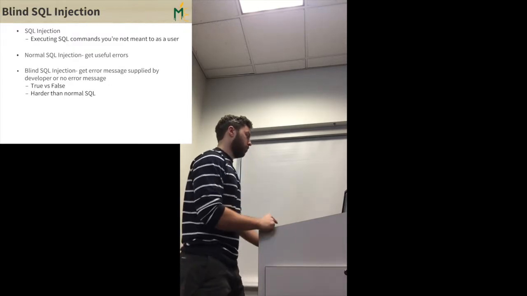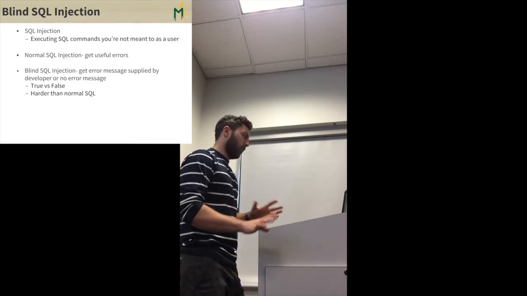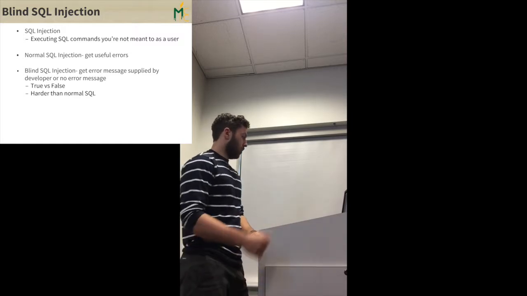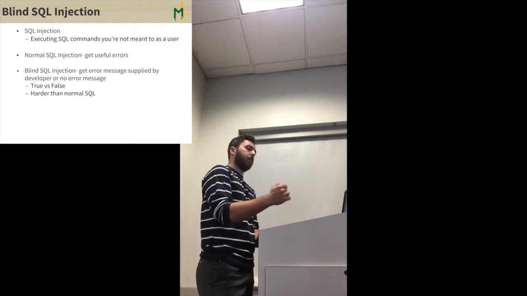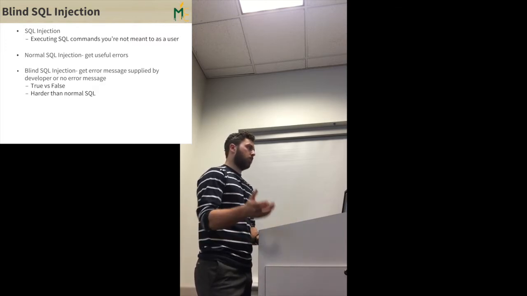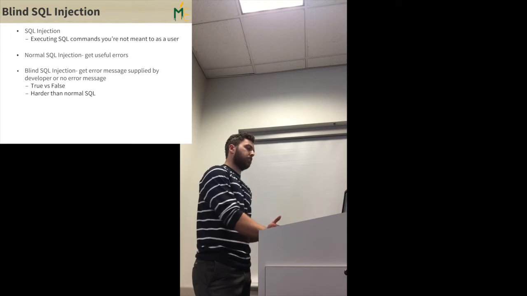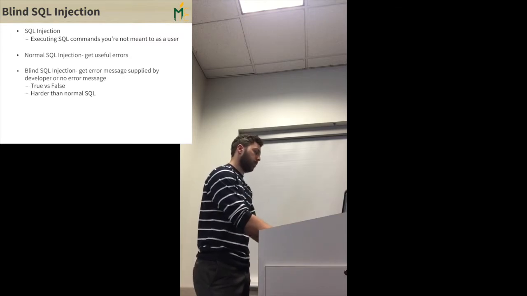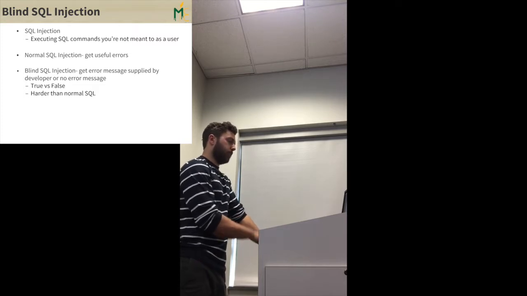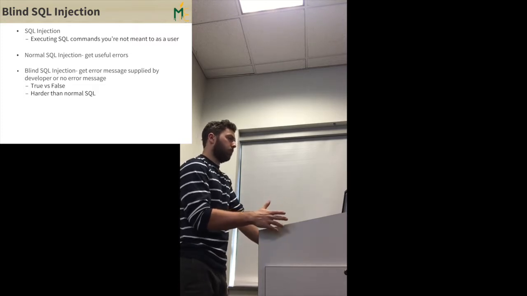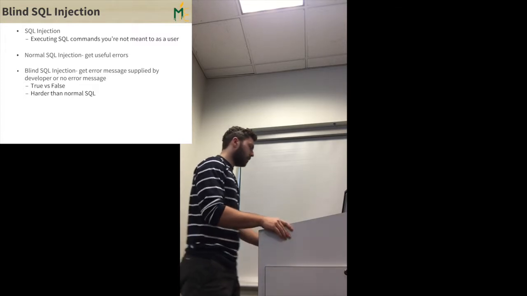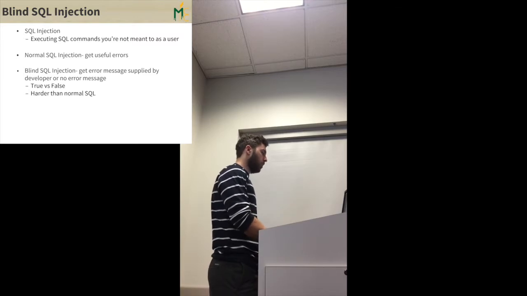We went over SQL injection before, which is executing SQL queries, SQL commands that you're not meant to as a user. In normal SQL injection, the one that we did last time, you get useful errors. If you're trying to do a query and something goes wrong, the error will say something useful to you, like, oh, this doesn't exist. But with blind SQL injection, you don't have that. If it's right, it's right. But if it's wrong, it won't give you an error message. It'll just do nothing. So really, it's a true-false thing. That makes it a lot harder than normal SQL.